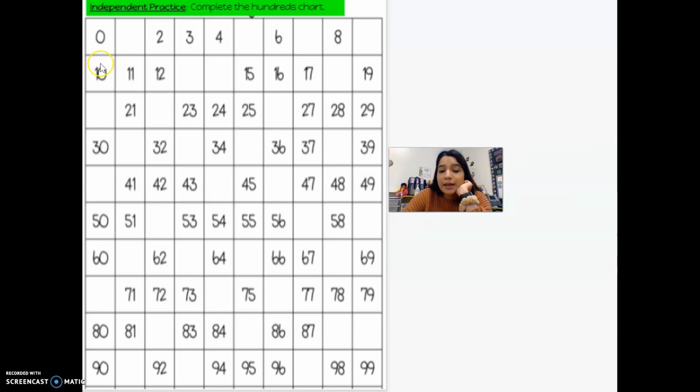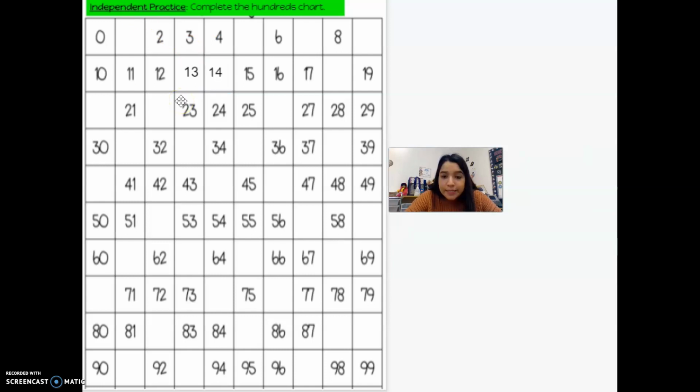I'm going to count from 10. So I have 10, 11, 12, 13. 13's missing. So I'm going to put 13. And I'm going to make it a little bigger so you all can see it. 13. Okay, 13. And then after 13 is 14. So I'm going to put 14. And I'm going to make it bigger so y'all can see.